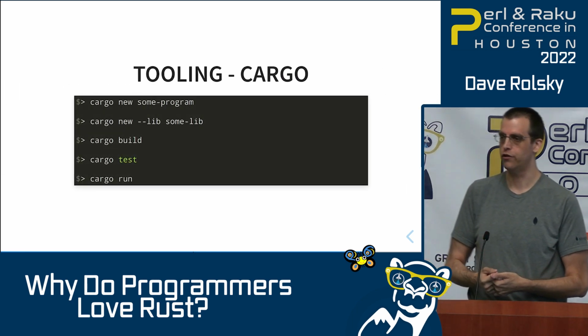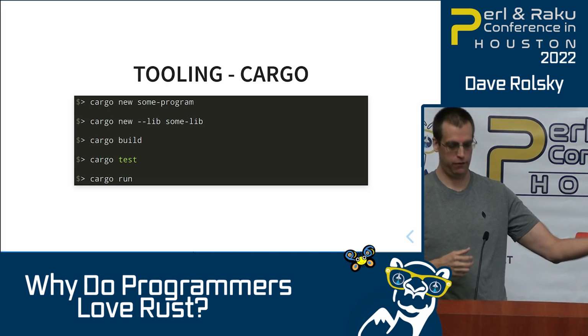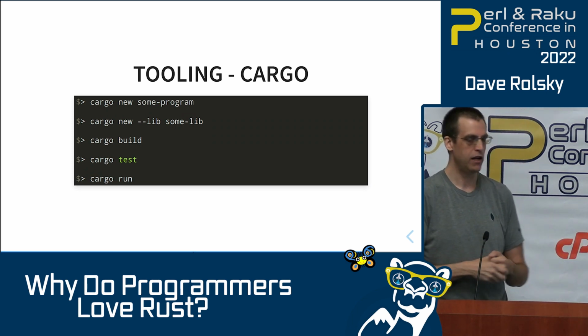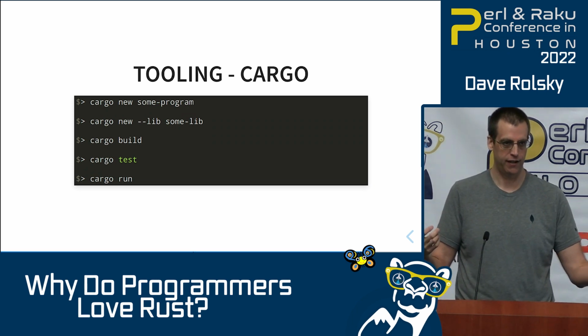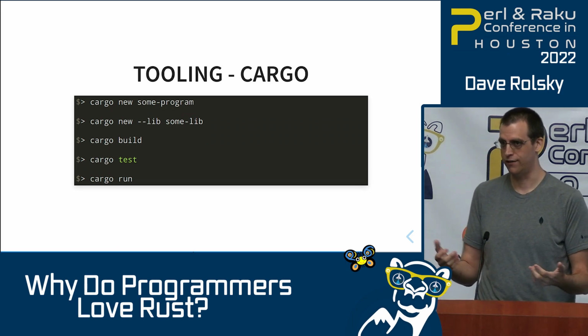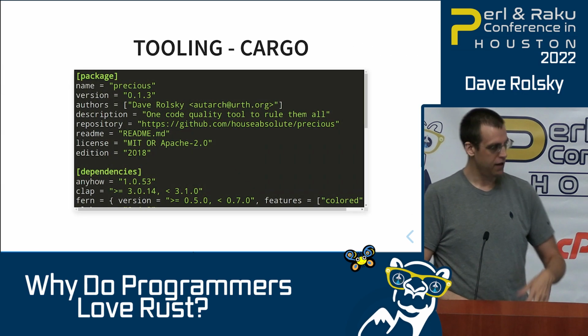Cargo is the tool you use by far the most. You can run cargo new to start a new project. By default, you're making an executable. If you do --lib, you're making a library. You can do cargo build. You can imagine what that does. Same for test and run. Run is really nice. It lets you treat Rust like a scripting language, which is really handy for development.